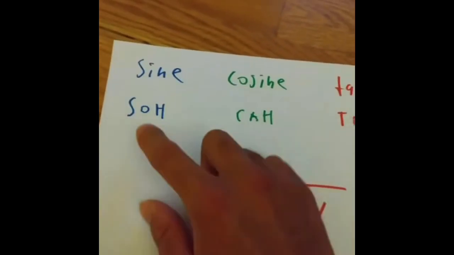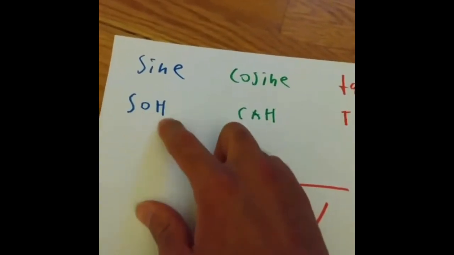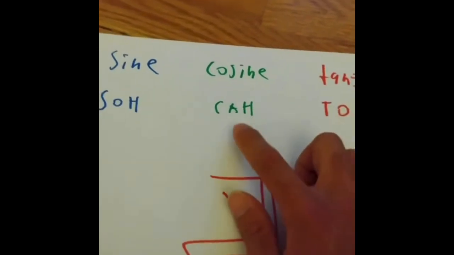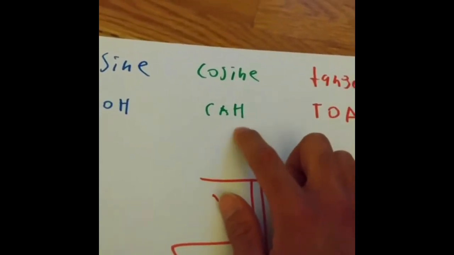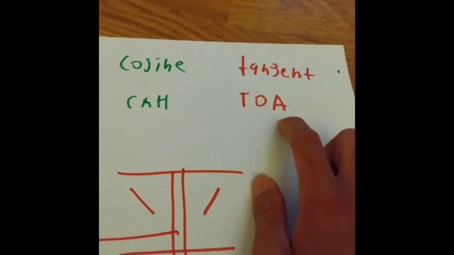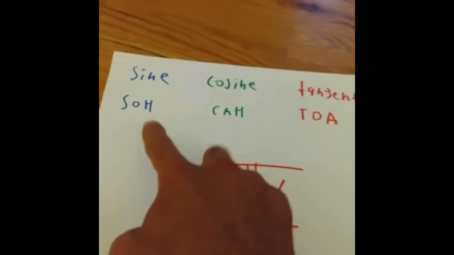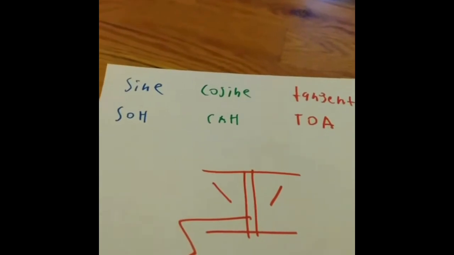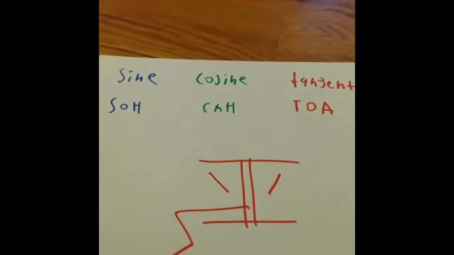For sine, the formula is opposite divided by hypotenuse. Cosine is adjacent divided by hypotenuse, and tangent is opposite divided by adjacent. So SOHCAHTOA can be very, very helpful to memorize.